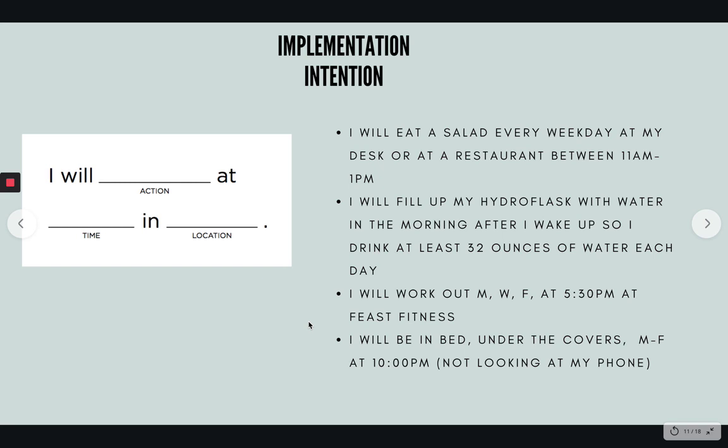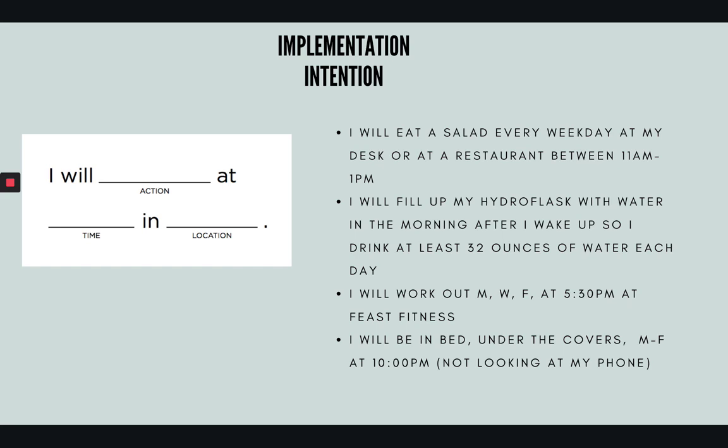Implementation with intention. Another great one. So I will eat a salad every weekday at my desk or at a restaurant between 11 a.m. and 1 p.m. Okay. So you're putting down your intention and you're going to implement it. You're going to talk about how you're going to implement it and you're going to do it with intention. Okay. Another example, filling up your water bottle first thing in the morning so that I can drink at least 32 ounces of water each day, right?